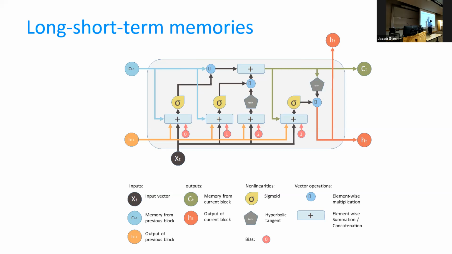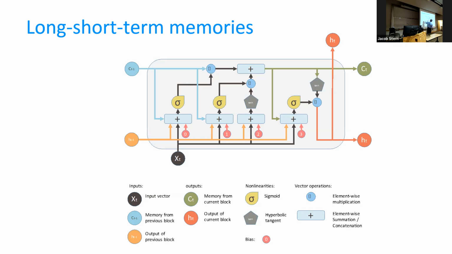Also, I think there's a rendering error here. This should be a multiply sign. This blue node at the top, and actually all of the blue circles inside the rectangle, should be multiply signs. And they represent point-wise multiplication.